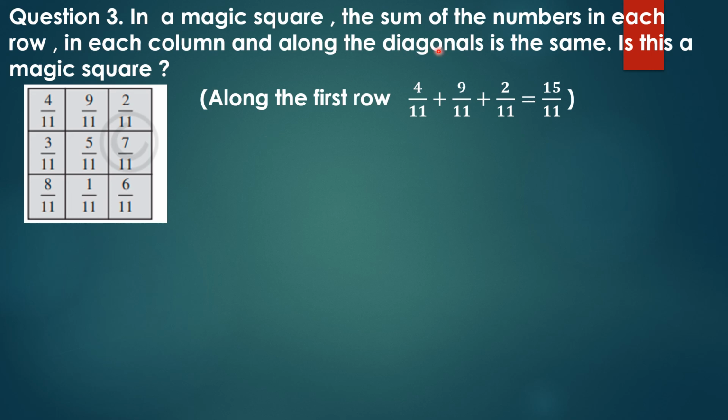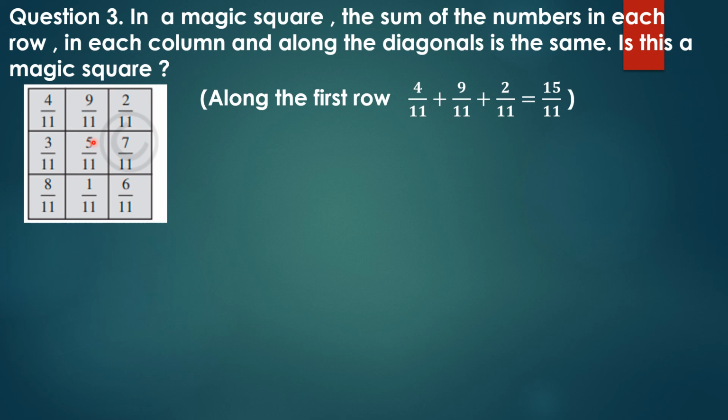In a magic square, the sum of the numbers in each row, in each column and along the diagonals is the same. Is this a magic square? So already we have done similar kinds of questions under integers. There we had integers and here we have fractions. And here also we have to find the sum of each row, each column and each diagonal, and if the sums are equal, then we decide it is a magic square. So it is purely based on the sum of the individual rows, columns and diagonals.